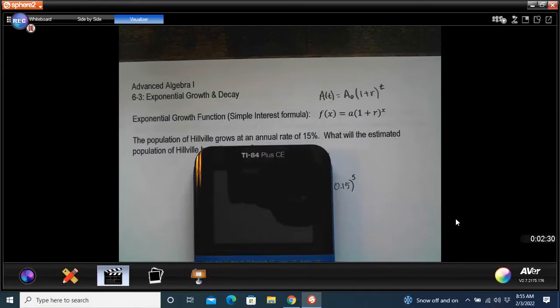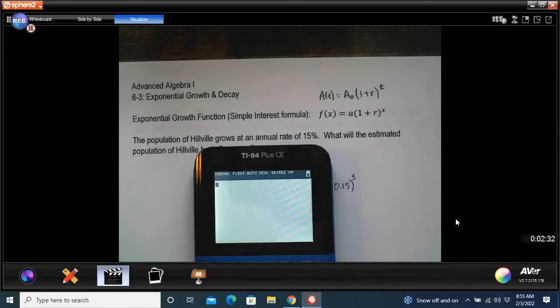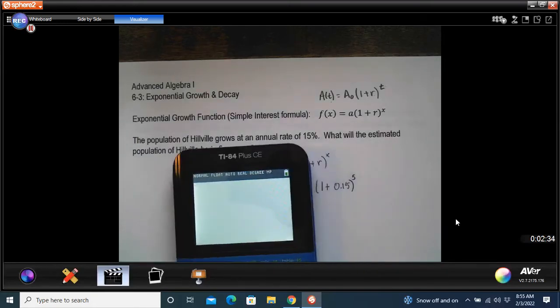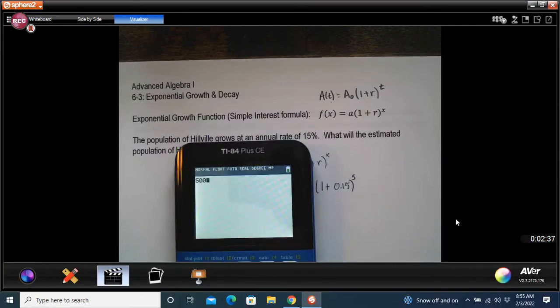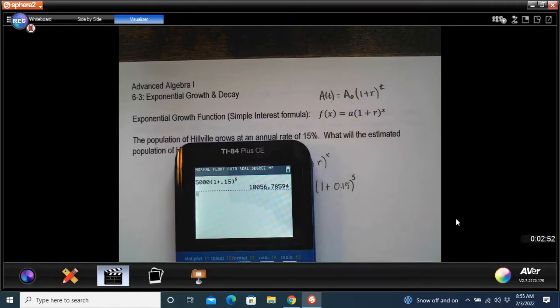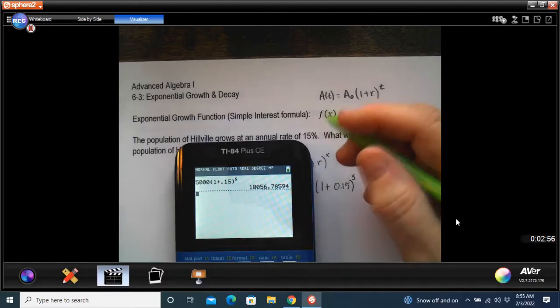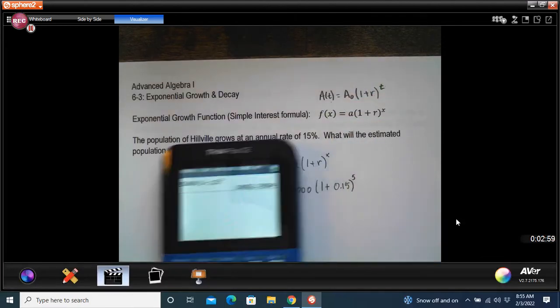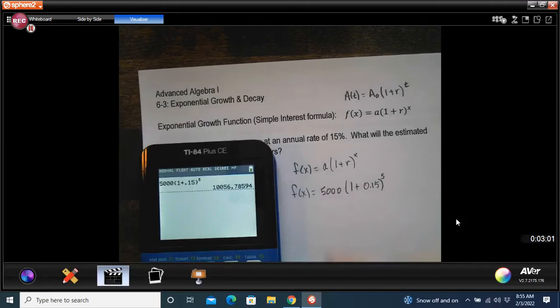we can punch that in as 5,000, parentheses, 1 plus 0.15, then use the up caret 5, and we get, and we're going to round it to the nearest person. We can't have a part of a person, so we're going to say that this is approximately 10,000.